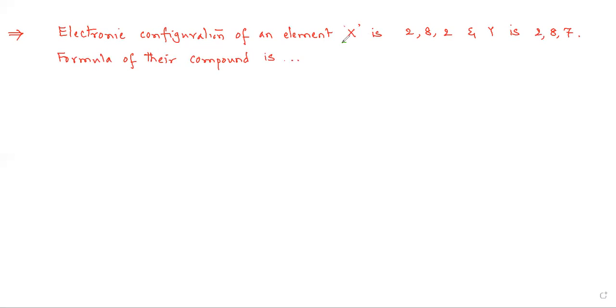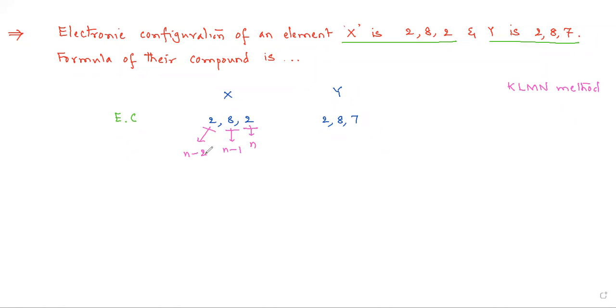Now let us go for this. Electronic configuration of X, electronic configuration of Y. Now take the electronic configuration: 2, 8, 2 and 2, 8, 7. Of course, the given configuration is K, L, M, N type of method. Now this is the valence shell. This, of course, is penultimate, and this is anti-penultimate. Even here also, N, N-1, and then this is N-2, right?